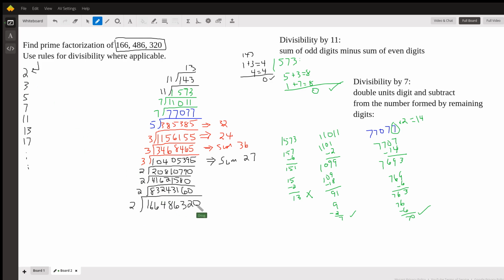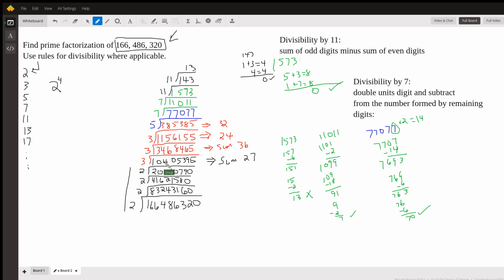How do you know that this is divisible by 2? Because the units digit is even. So I'm going to keep dividing by 2 until the units digit is not even. So that's the test for divisibility by 2. And we can see that there are 2 to the 4th, there are 4 factors of 2 in the prime factorization of this number. Then you move to the next prime number, 3.